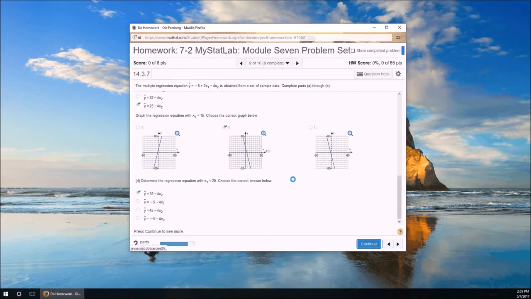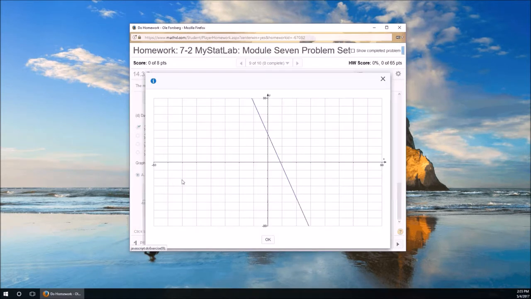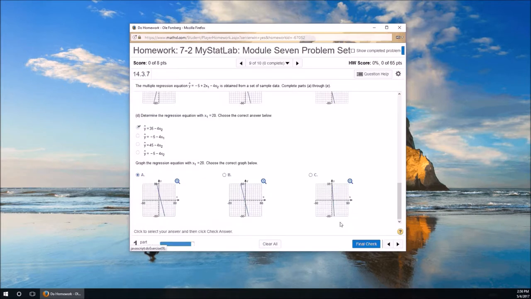Now let's graph it. That's going to be a negative slope. Oh, all three are negative slopes. Y-intercept is 35. Can't be B because that's negative. It can't be C because it looks like it crosses way up here about 70. So it's got to be A. And if we look more closely, 10, 20, 30, 40, it crosses between 30 and 40, 35.